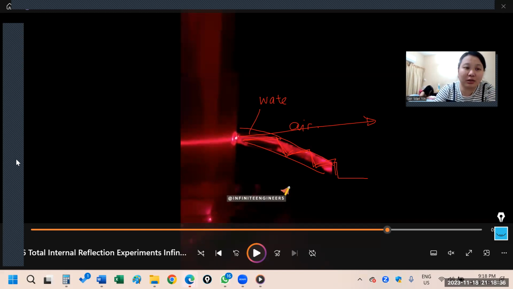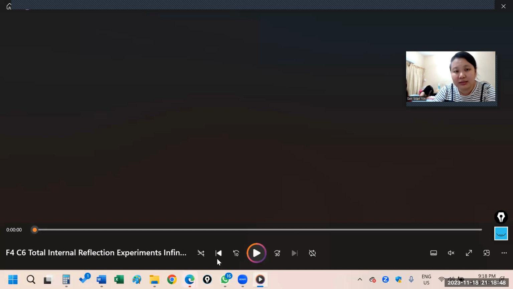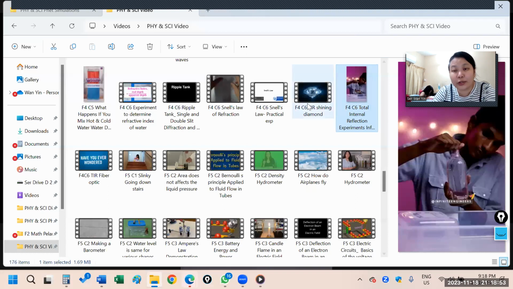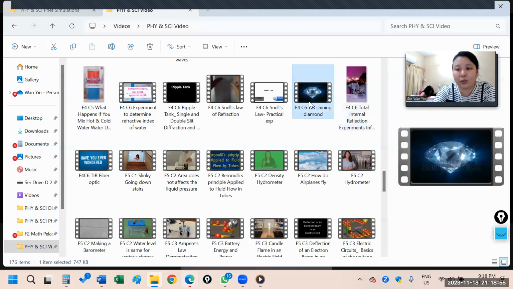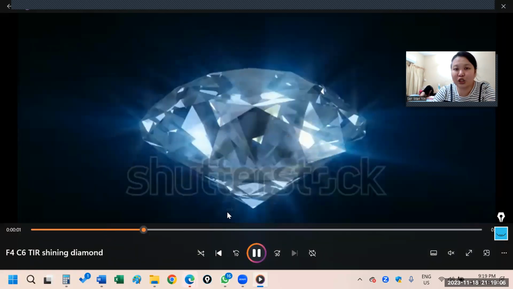So this is called total internal reflection. Why is it? You can see the light keeps reflecting inside, thanks to this point. Then why does a diamond shine? Can you see the diamond shining?